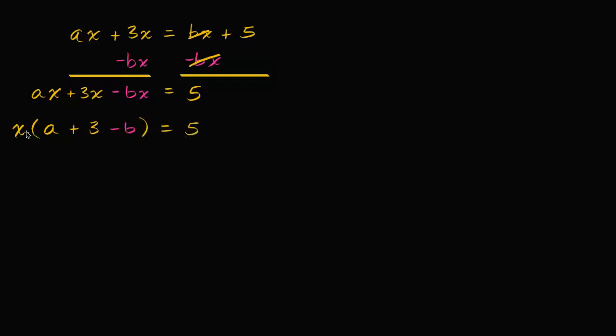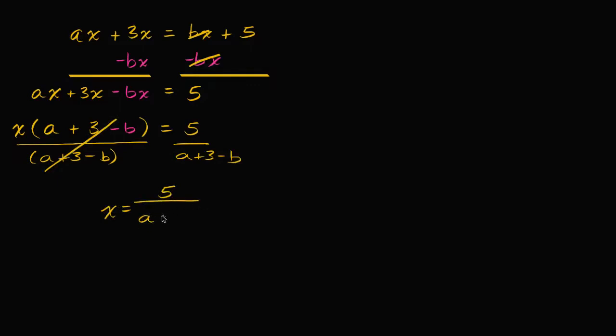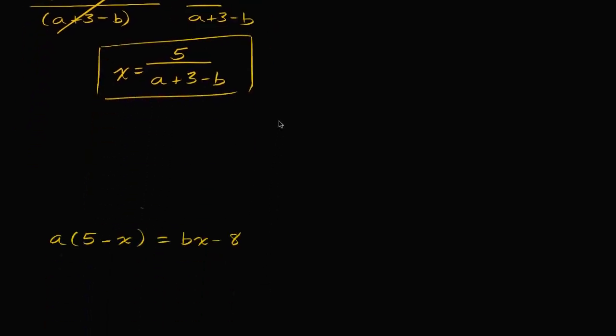And now to solve for x, I can just divide both sides by the thing that x is being multiplied by, a plus 3 minus b. So I can divide both sides by a plus 3 minus b. On this side, they cancel out. And I have x is equal to 5 over a plus 3 minus b. And we are done. Let's do one more of these.